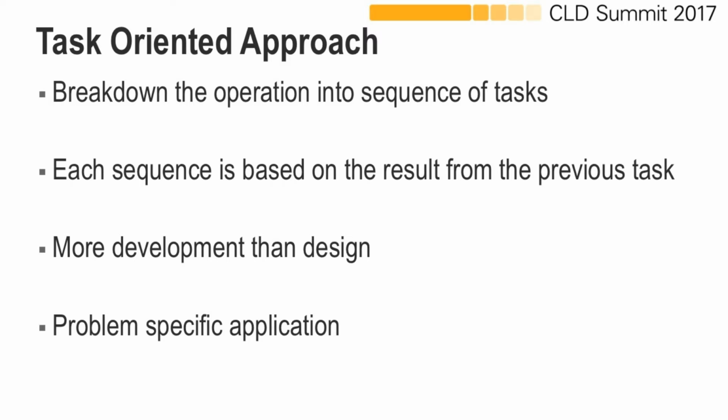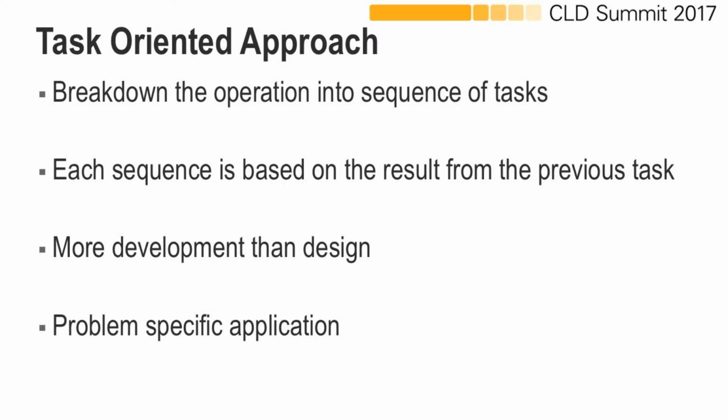The task-oriented approach is basically that you focus only on the functionality of your application. You are not considering anything that might be required in the future. So the first approach is task-oriented programming. We also know it as procedural programming.